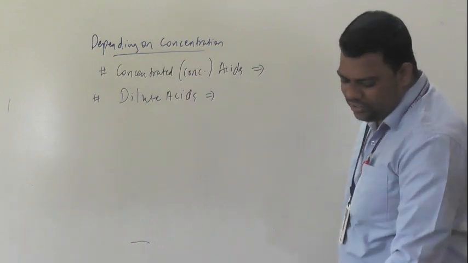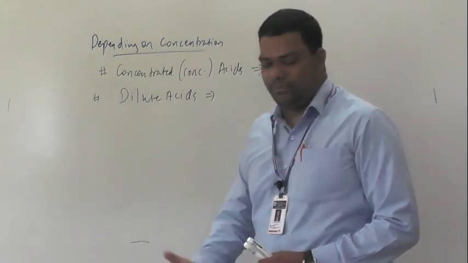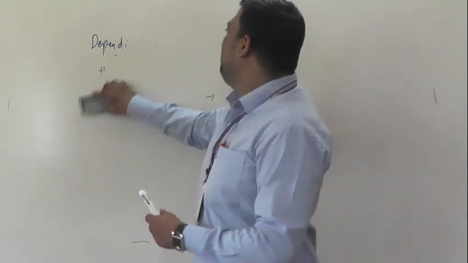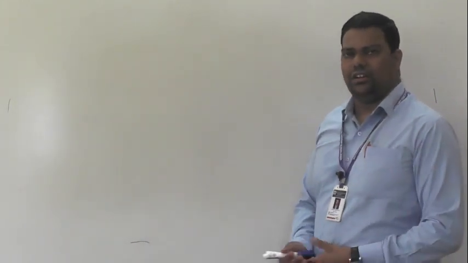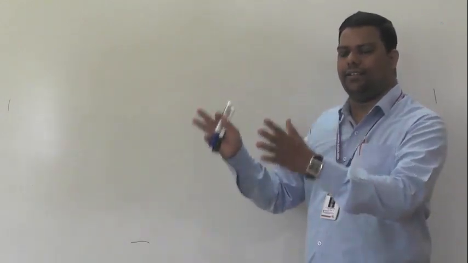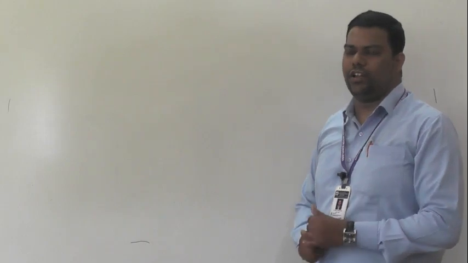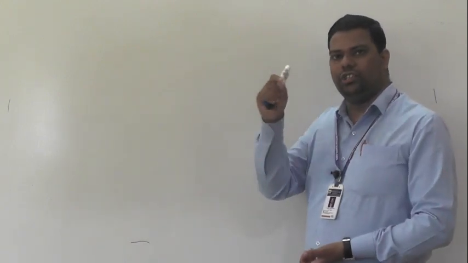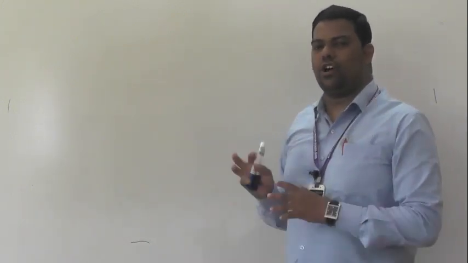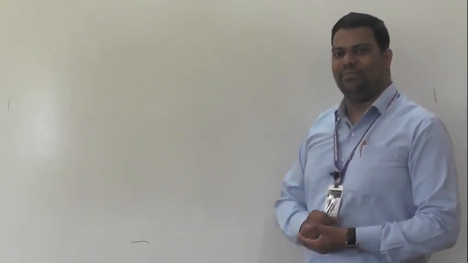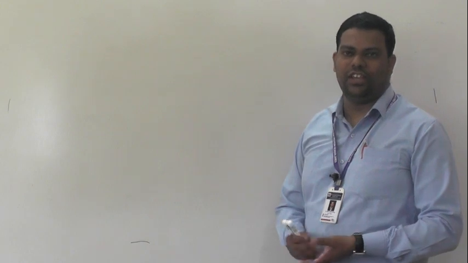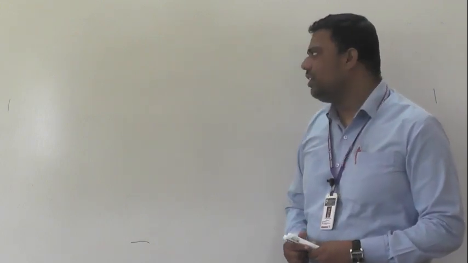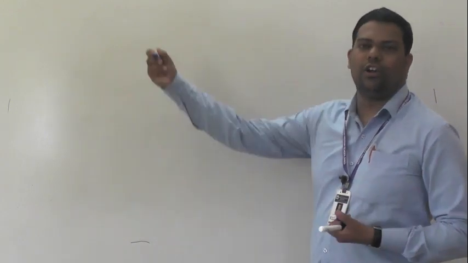Now we will move to the next, depending on molecular composition. Whatever strong acid, weak acid is present in our chemistry lab, in the reagent bottles on the rack, you saw dilute HNO3, dilute ammonium hydroxide, these are dilute acids or dilute bases. And strong acids we have to keep aside in sand, because as you know they are highly corrosive. We can observe this in our chemistry lab also.